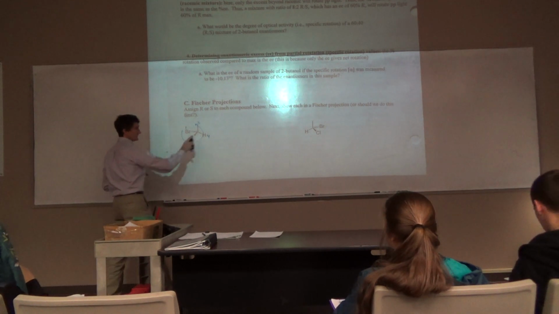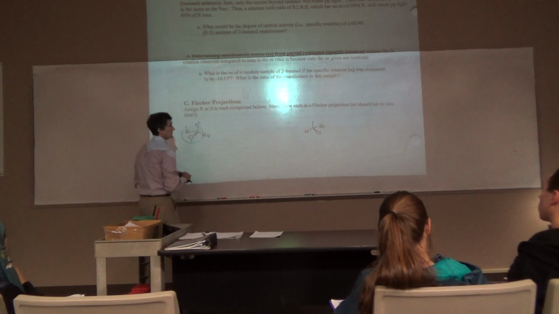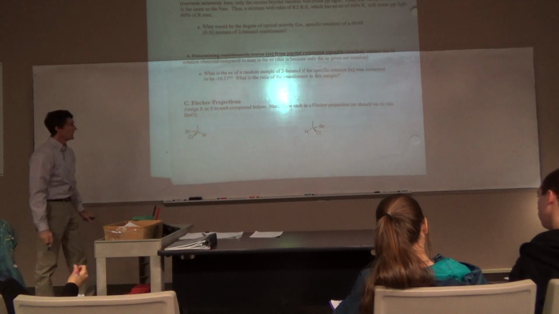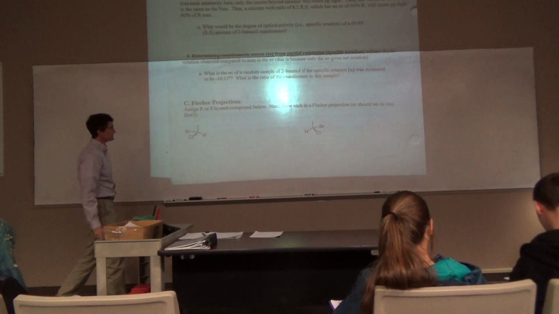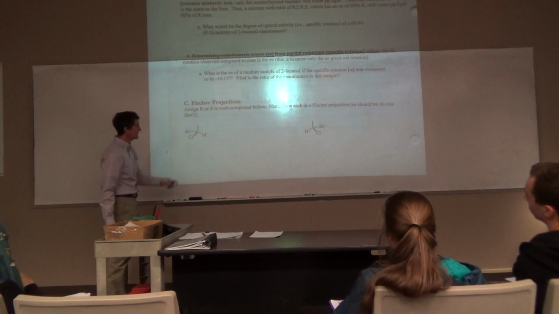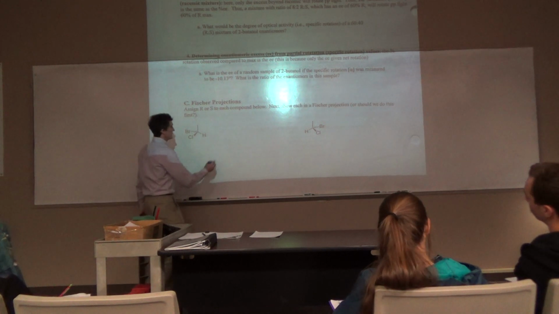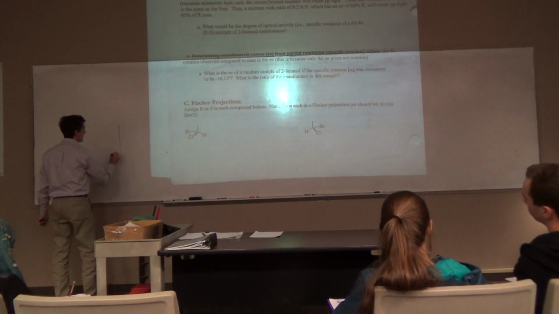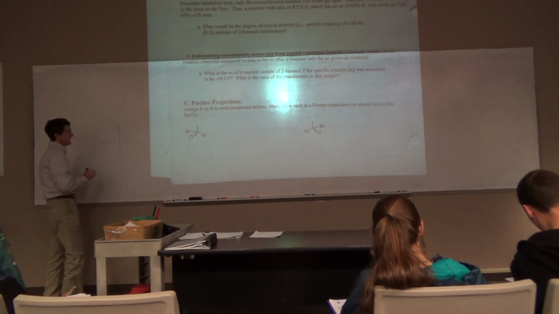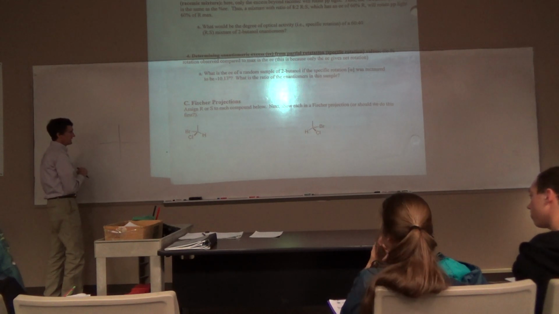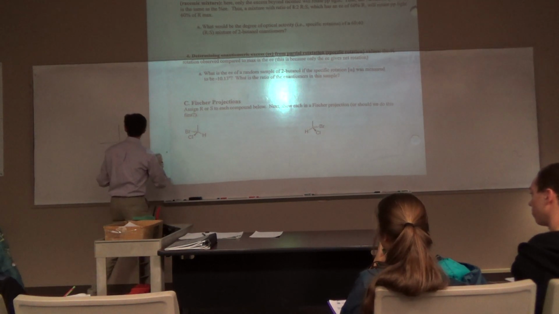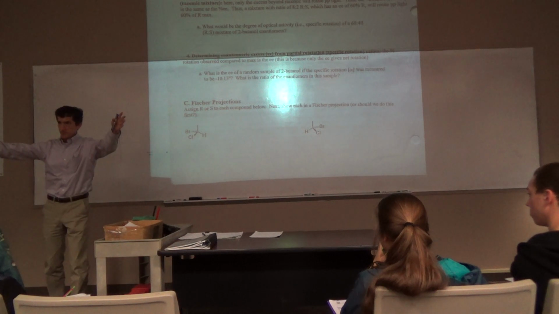We need to draw a Fischer projection. Or should we do this first? Yes, we should do this first. A Fischer projection is where you show a chiral center, typically a chiral carbon, with a crosshair. If we just draw a crosshair like this, it means something in chemistry land. This means that the things on the side are actually coming towards you.